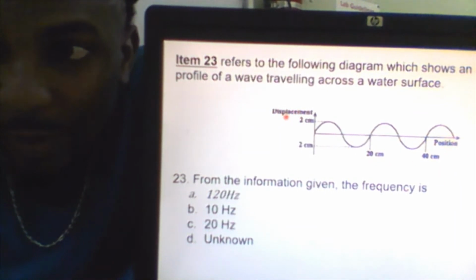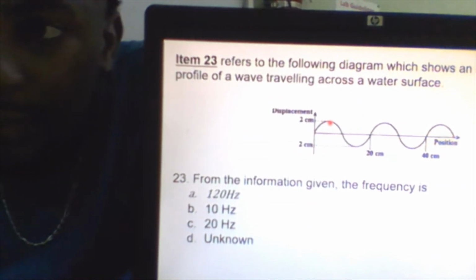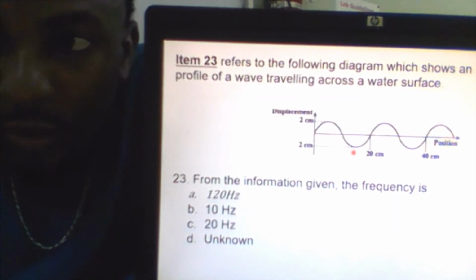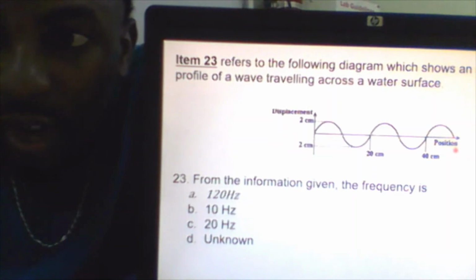So it gives you displacement going vertical, so it shows you from this point up to that point, that's the amplitude of 2 centimeters, and from this point to that point, that's the amplitude again of 2 centimeters. So going up, it gives you a maximum, which is your crest, and then going from here down, that's the trough. And the amplitude is the same in the crest and the trough. So it's a displacement versus position graph.